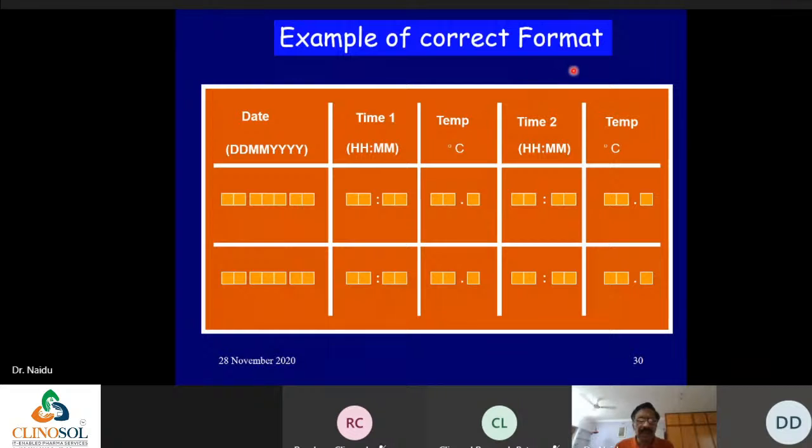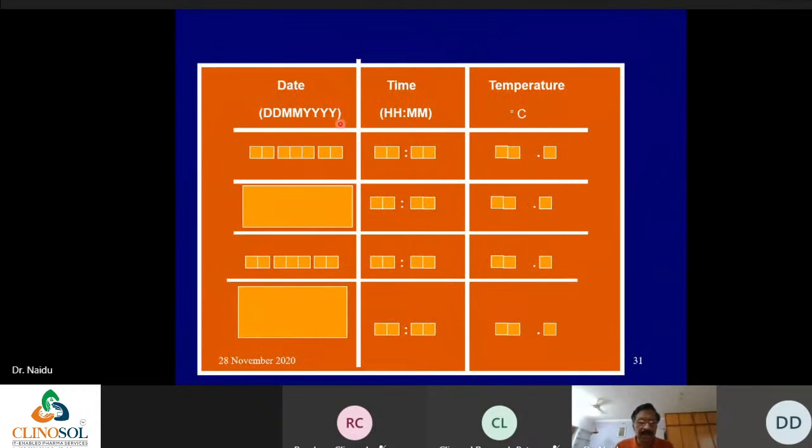This is another example of correct format. The date should be written like that. For each number you should provide a box. Similarly for the time, temperature, all those things should be made in a case record form. This is the way the case record form sheet should be, where you are entering the date, time or temperature, whatever parameter you are recording. It should be very, very clear, no confusion.